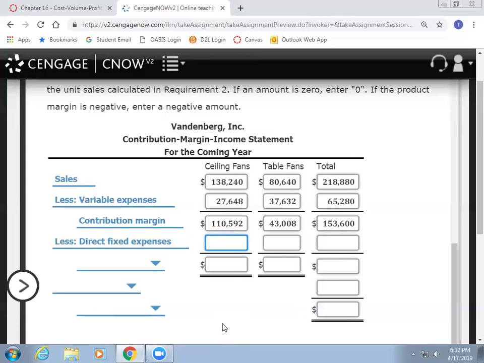So less the direct fixed expenses. Well, those were given. For ceiling fans, it was 23,600. Table fans was 45,000. And our total was 68,600.